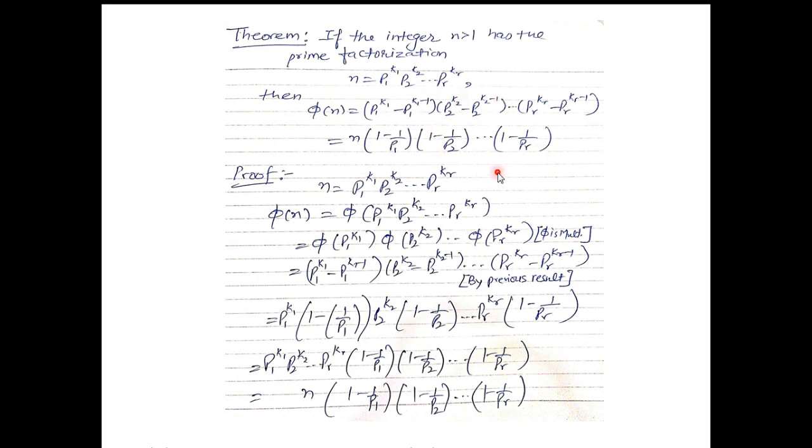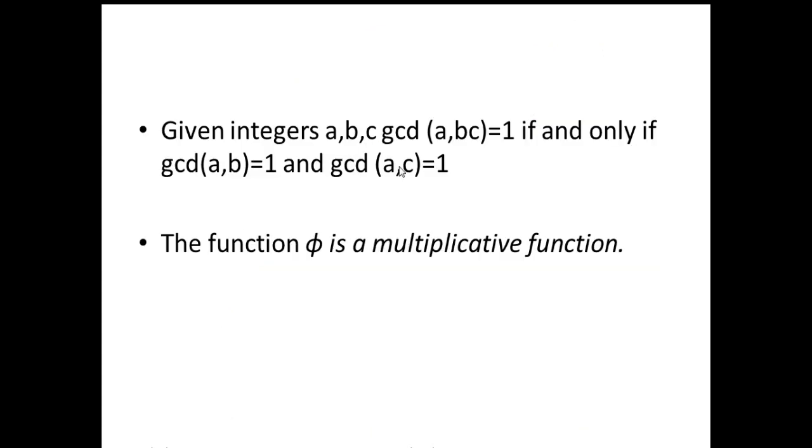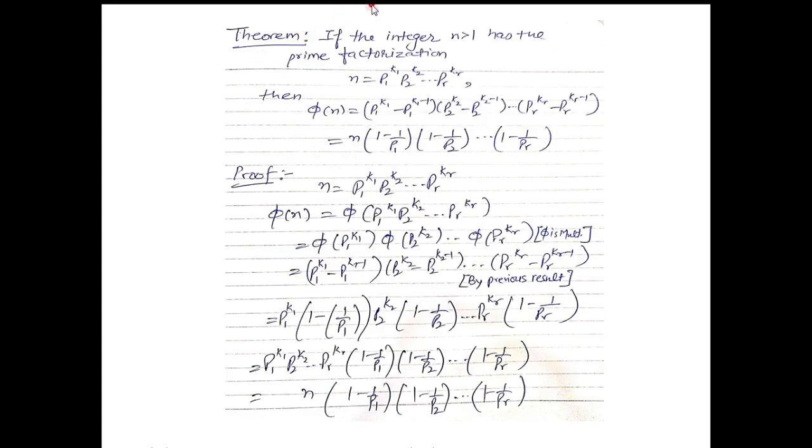Actually, this result is the generalization of the previous result. So let us see how we prove it. So n is given by this. We already know that phi is a multiplicative function. In an earlier slide, I told you that phi is a multiplicative function. So if n is this, then what is phi n? Phi n is phi of this, and because phi is multiplicative, phi of this is phi of p1 to the power k1 into phi of p2 to the power k2, and so on up to phi of pr to the power kr.